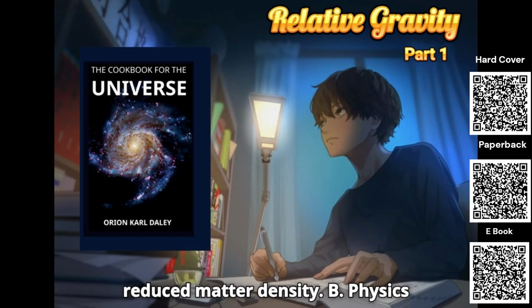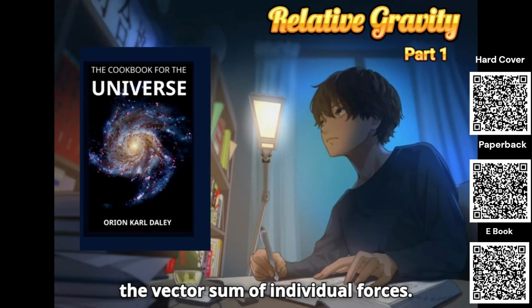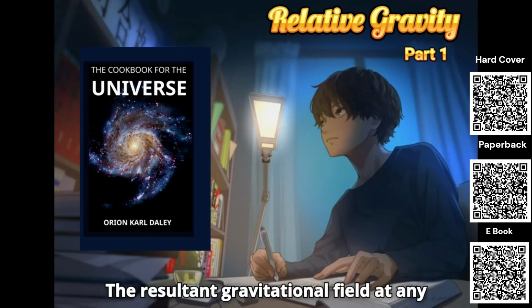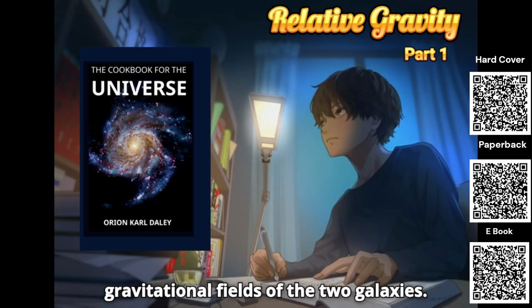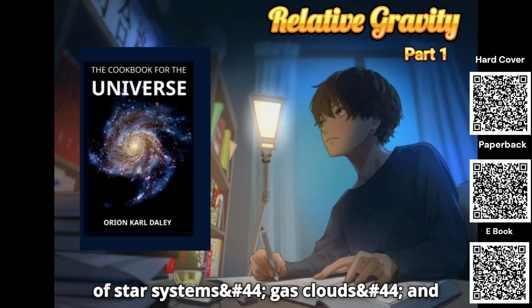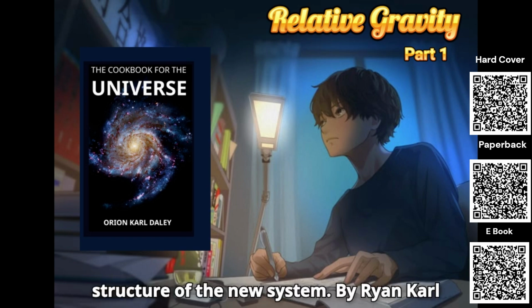B. Physics rule for point charges. The principle of superposition for point charges states that the resultant force at a point is the vector sum of individual forces. Similarly, in merging galaxies, the resultant gravitational field at any point is the vector sum of the individual gravitational fields of the two galaxies. This superposition governs the dynamics of star systems, gas clouds, and dark matter halos within the galaxies, shaping the emergent structure of the new system.